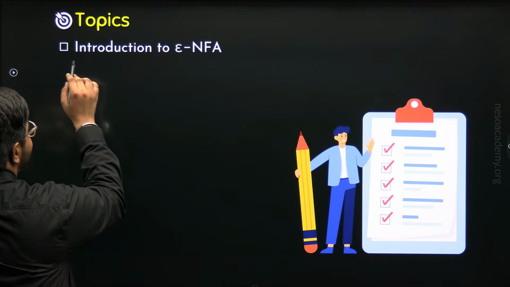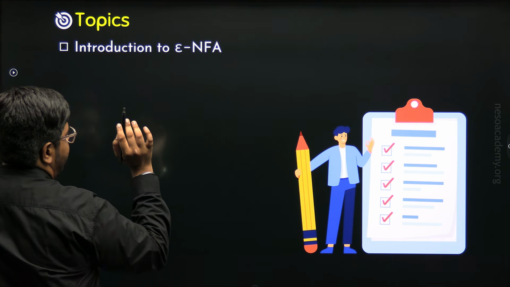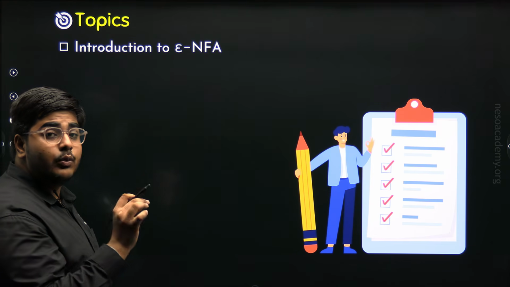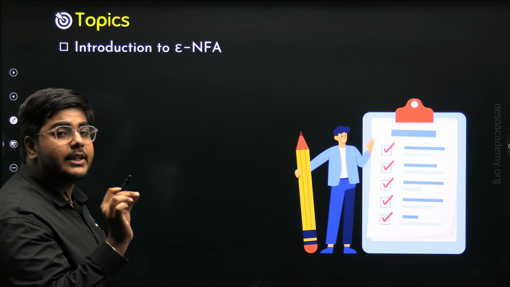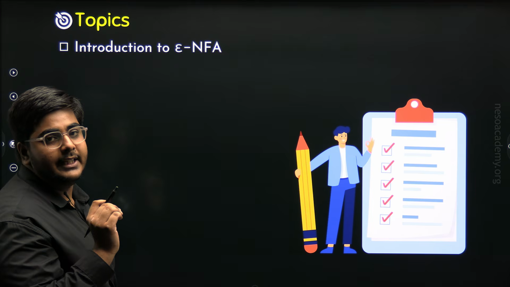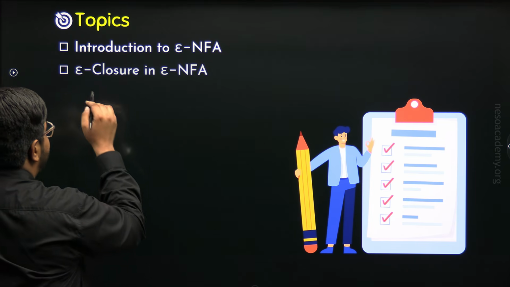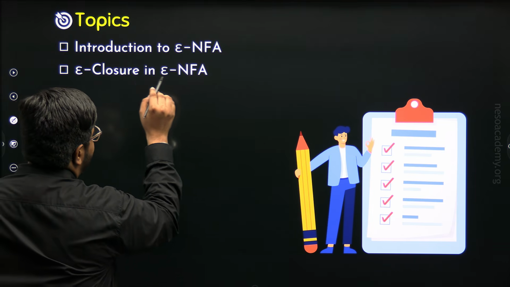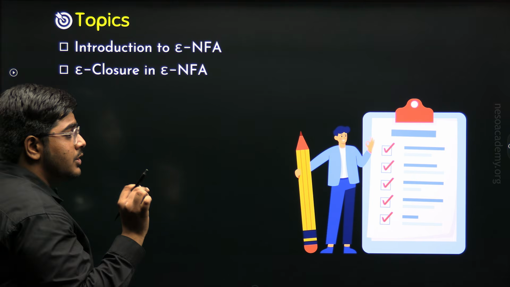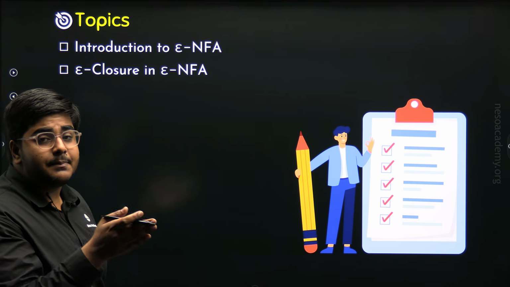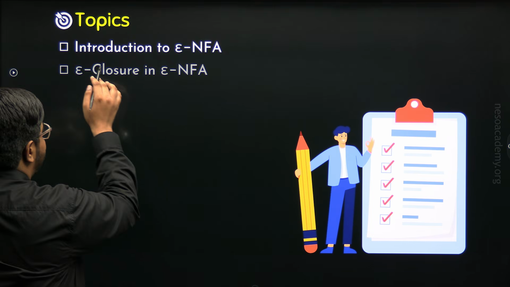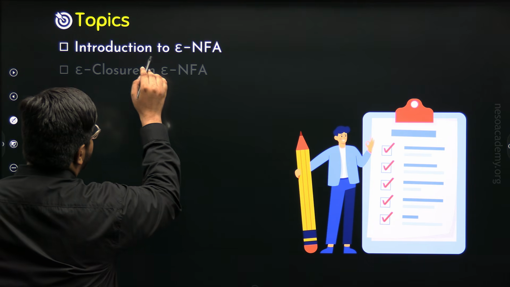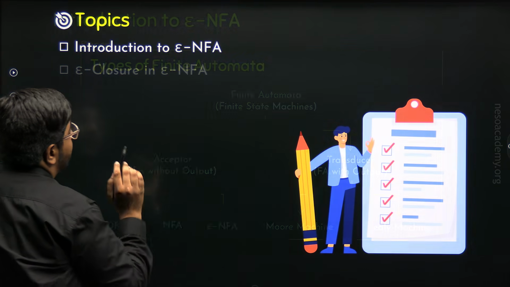Our first topic is Introduction to epsilon-NFA, in which I will explain you the formal definition of epsilon-NFA, and we will also discuss the needs of epsilon-NFA. Our second topic is epsilon closure in epsilon-NFA, in which we will understand what is an epsilon closure and how to calculate it. So let's begin with our very first topic, that is Introduction to epsilon-NFA.